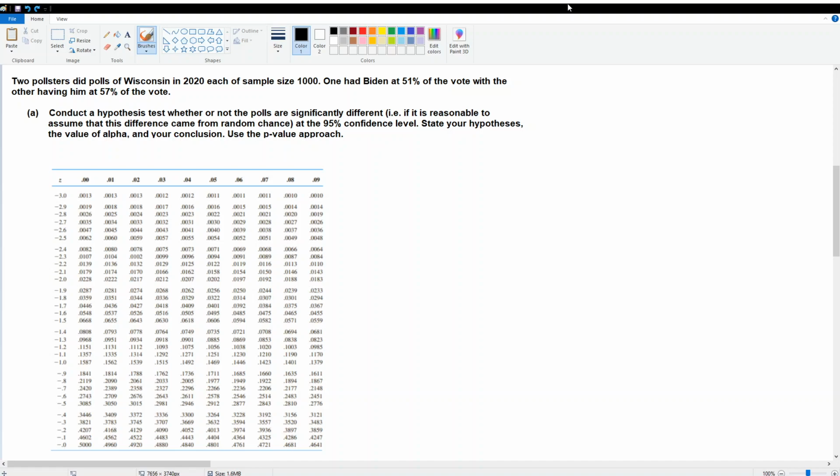That doesn't pass the smell test, but what we're going to do is use what we've learned in our stats class to show why the poll has to be junk. So I'll give you a moment to solve it. If you need time, you can go ahead and pause right here to work it out.